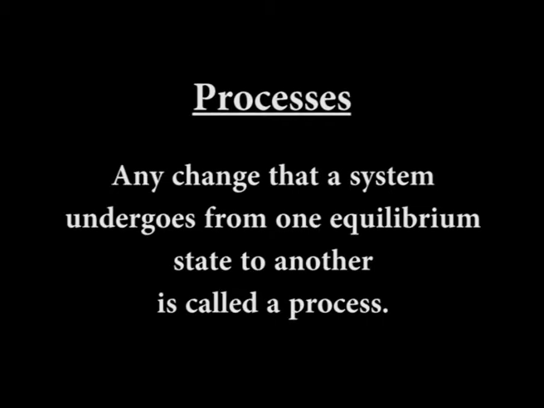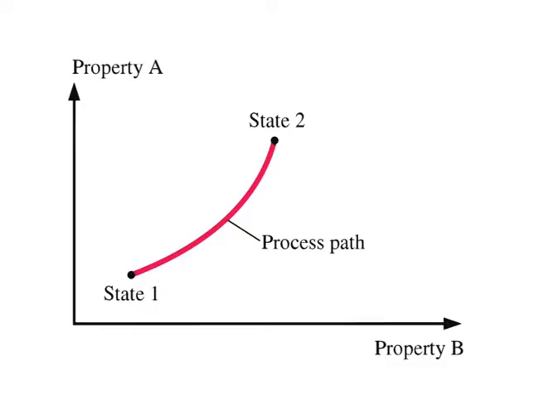Any change that a system undergoes from one equilibrium state to another is called a process, and the series of states through which a system passes during a process is called the path of the process. To describe a process completely, one should specify the initial and final states of the process, as well as the path it follows and the interactions with the surroundings.